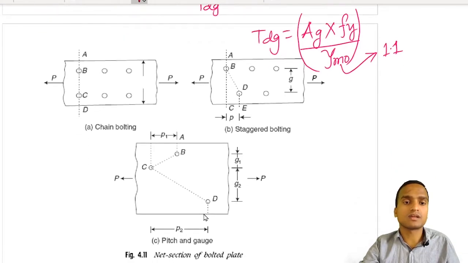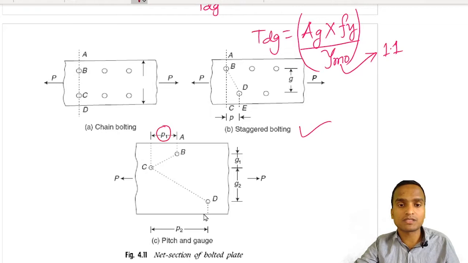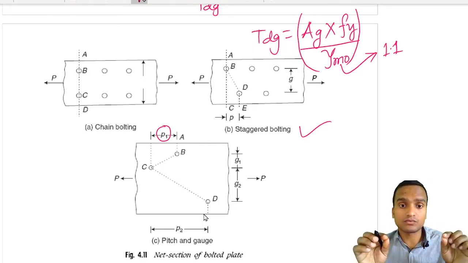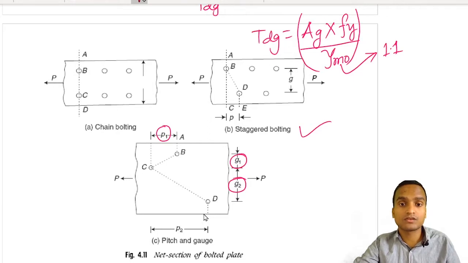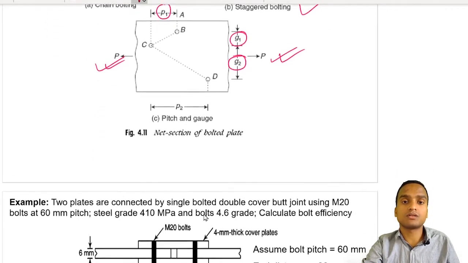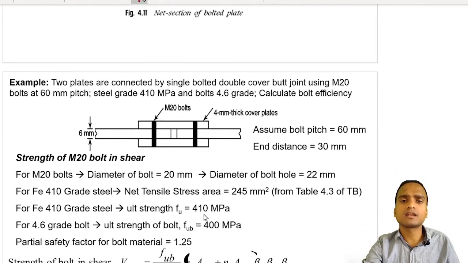But here in this slide you can see the chain bolting and a staggered type of bolting. And this is the pitch, the center to center distance between two consecutive bolts, measured parallel to the direction of force. This is gauge 1, and this is gauge 2. So gauge is the center to center distance between two consecutive bolts measured perpendicular to the direction of force, and this force P is applied on both the edges of the plate. So this is how we use all these parameters in our analysis problems.